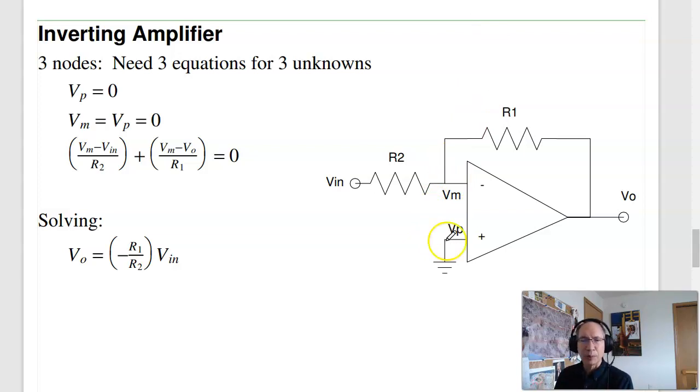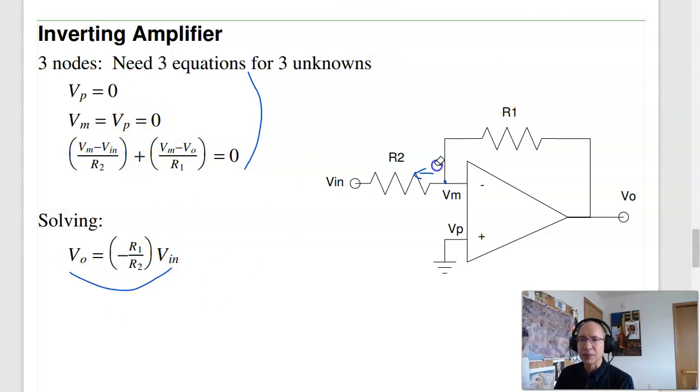So anyway, where were we? Oh yeah, okay, V plus equals 0, V minus equals V plus. And the third equation, at this point, the current left plus the current right equals 0. So (V minus minus V in) over R2 plus (V minus minus V out) over R1 equals 0. Three equations, three unknowns, do some substitution solving, that's what you get. That's one way to solve.